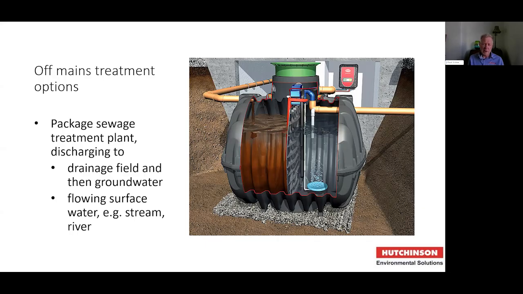So in that particular unit, what you'll see on the left-hand side is primary settlement, and on the right-hand side is aeration, so creating an aerobic environment by pumping air into there. And the same bacteria that exist in a drainage field exist in a sewage treatment plant. All you're doing is providing a sealed unit to amplify a process that occurs naturally in nature within a sealed tank.